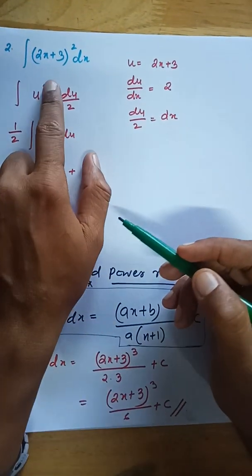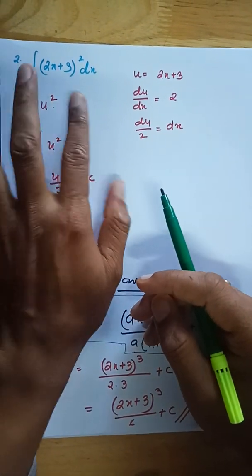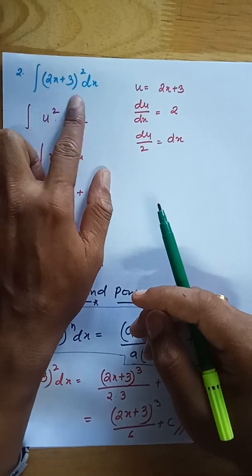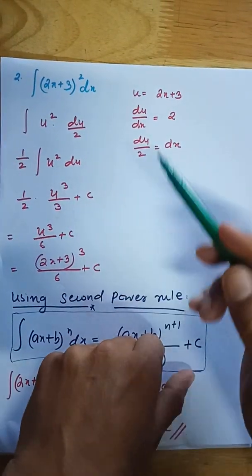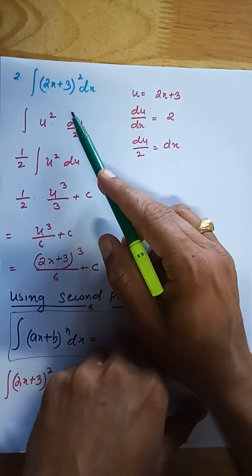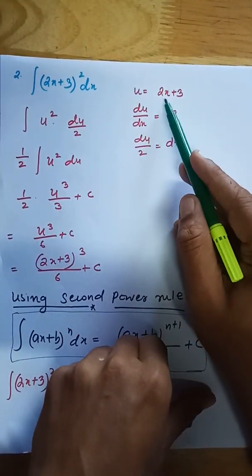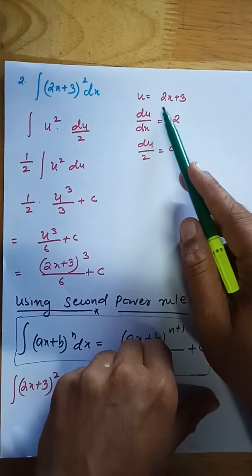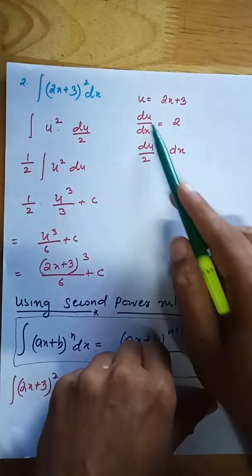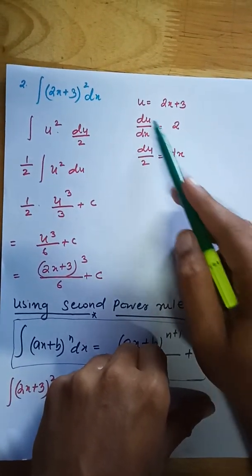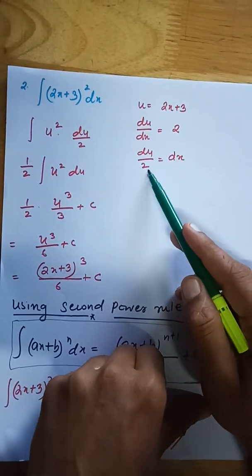Okay, now let's look at example number 2. Here we have just one function. Whenever you have one function and there is a power, you take whatever value is there inside the bracket as u. You can solve this question directly also, right? We can solve using another method that I will show you later. So u equal to 2x plus 3, you are taking as u. Now you differentiate this, on differentiation you are getting 2. So find dx, du divided by 2.